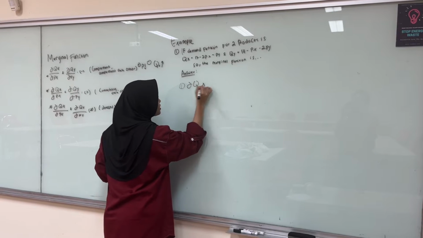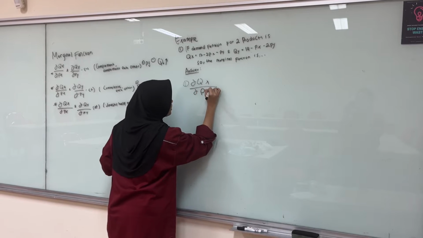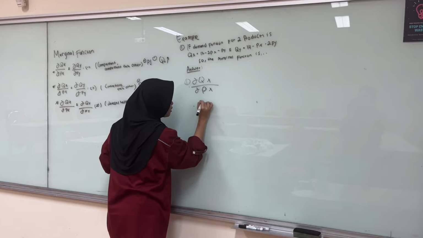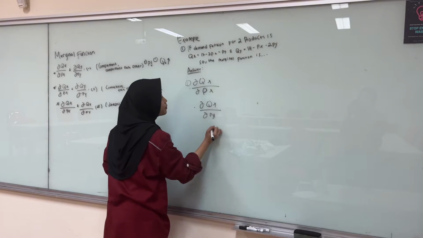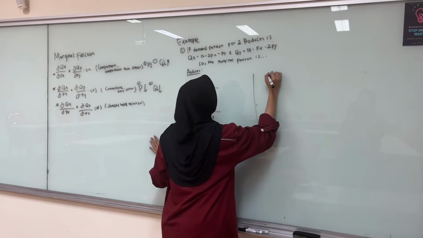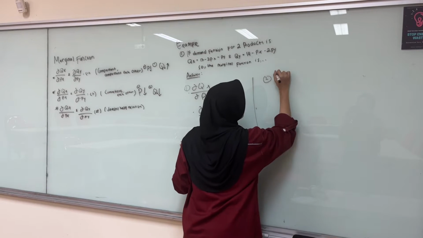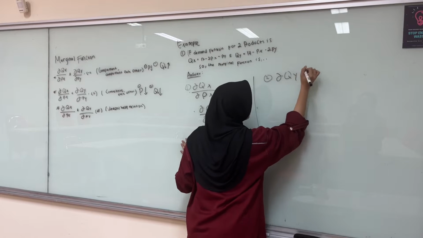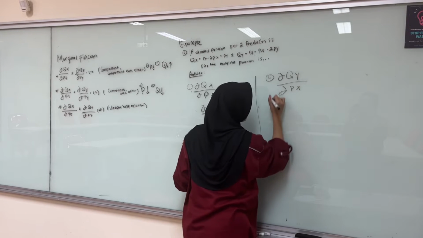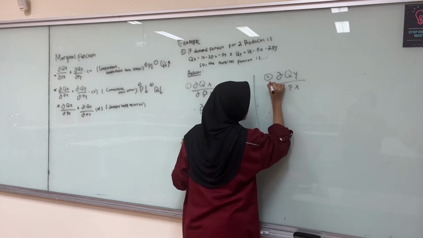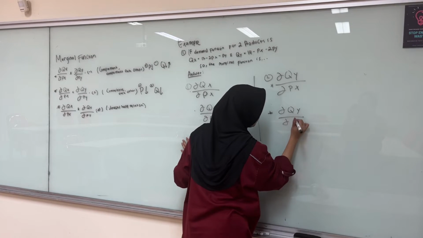Derivative of qx divided by derivative of px. Derivative of qx divided by derivative of py. Then derivative of qy divided by derivative of px. Next is derivative of qy divided by derivative of py.